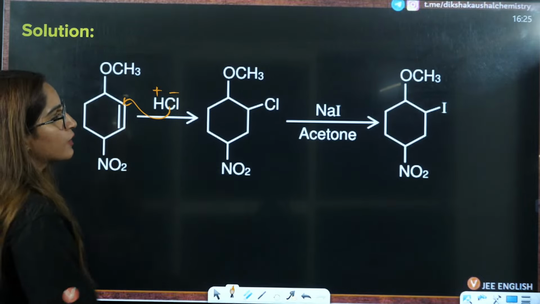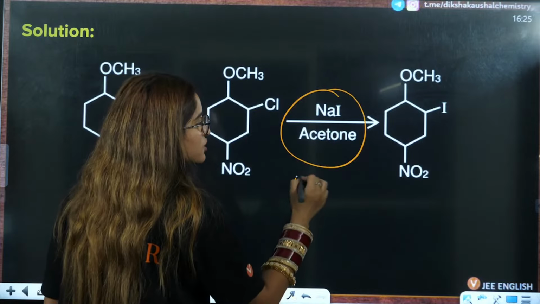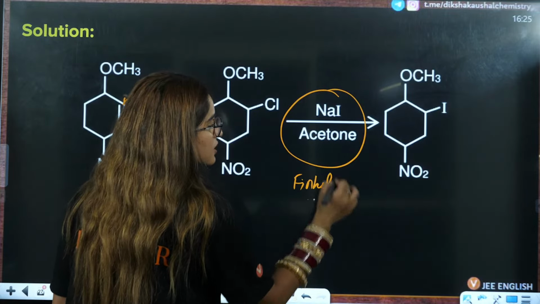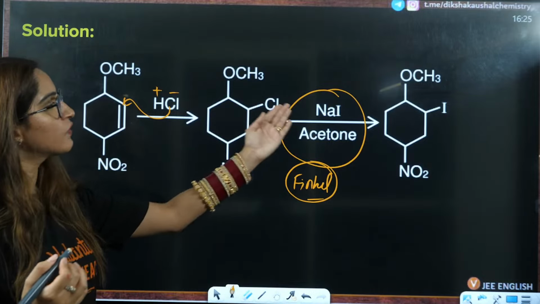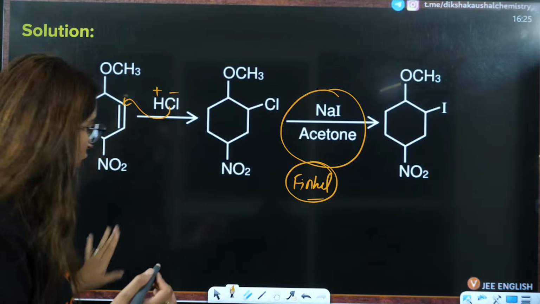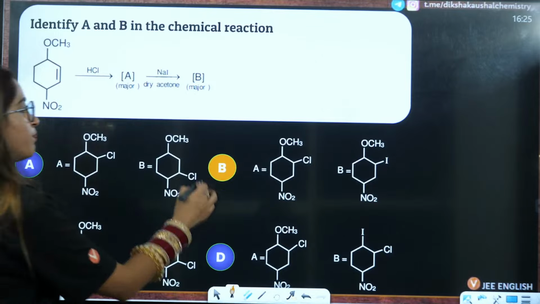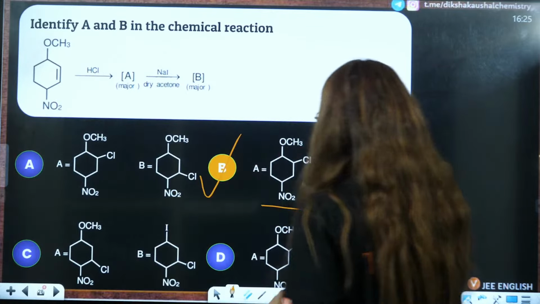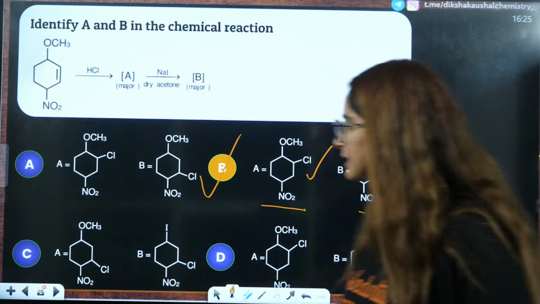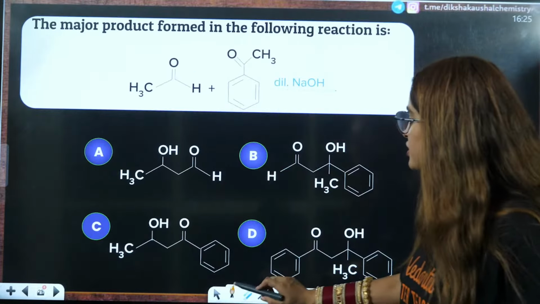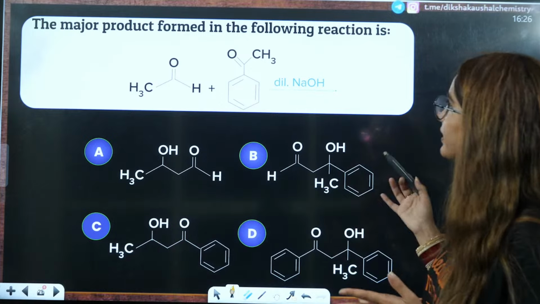Then after that, we know that this is Finkelstein reaction. Finkelstein reaction is one of the naming reactions, a halogen exchange reaction. Cl will be replaced by I and that will be your final product. That is B is going to be the correct answer first and this is your second one. Got it?